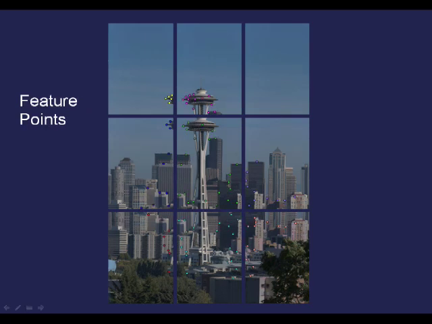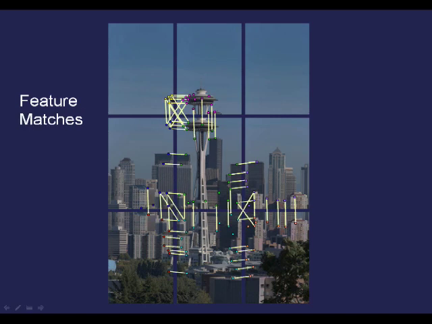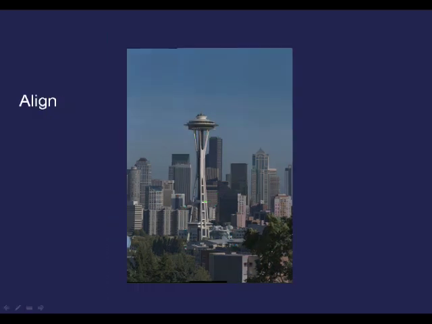To align the images, first, feature points are found in each image. Then, matches are established between feature points on neighboring images. Finally, the images are brought into alignment based on the feature point matches.